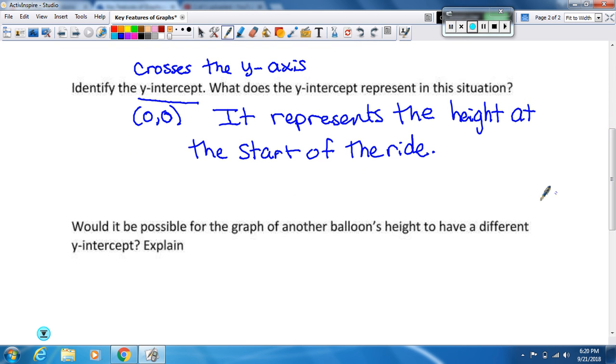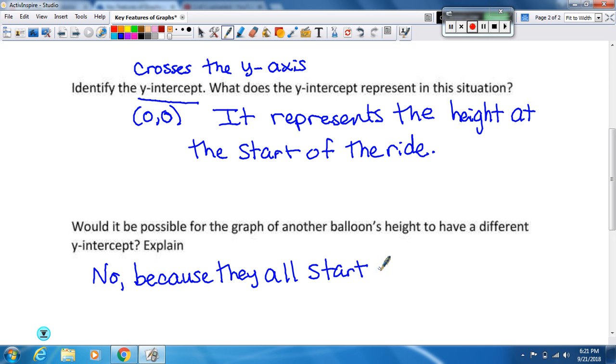Okay, would it be possible for the graph of another balloon's height to have a different y-intercept, and explain? No, because they're all starting from the ground with the height of 0. They all start on the ground. And the height would be 0 on the ground.